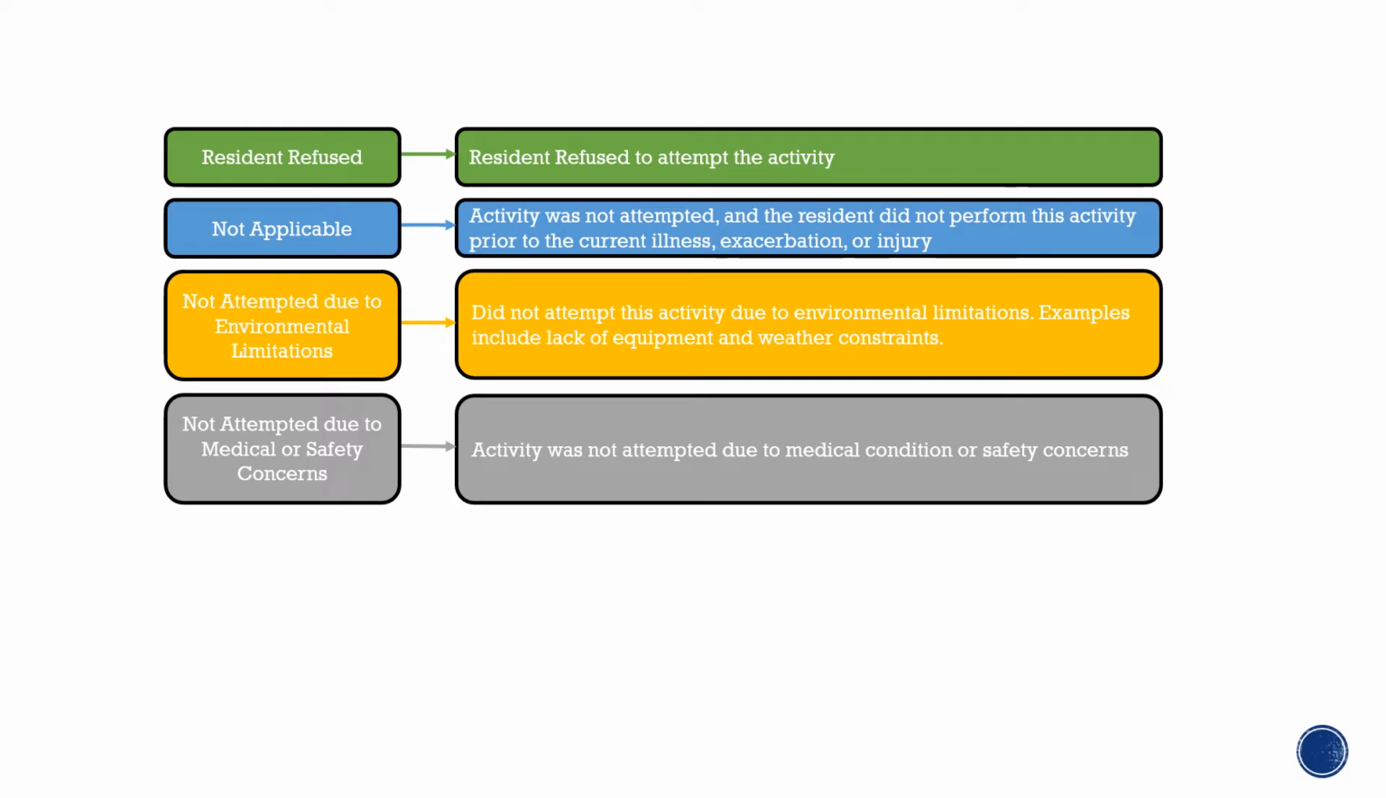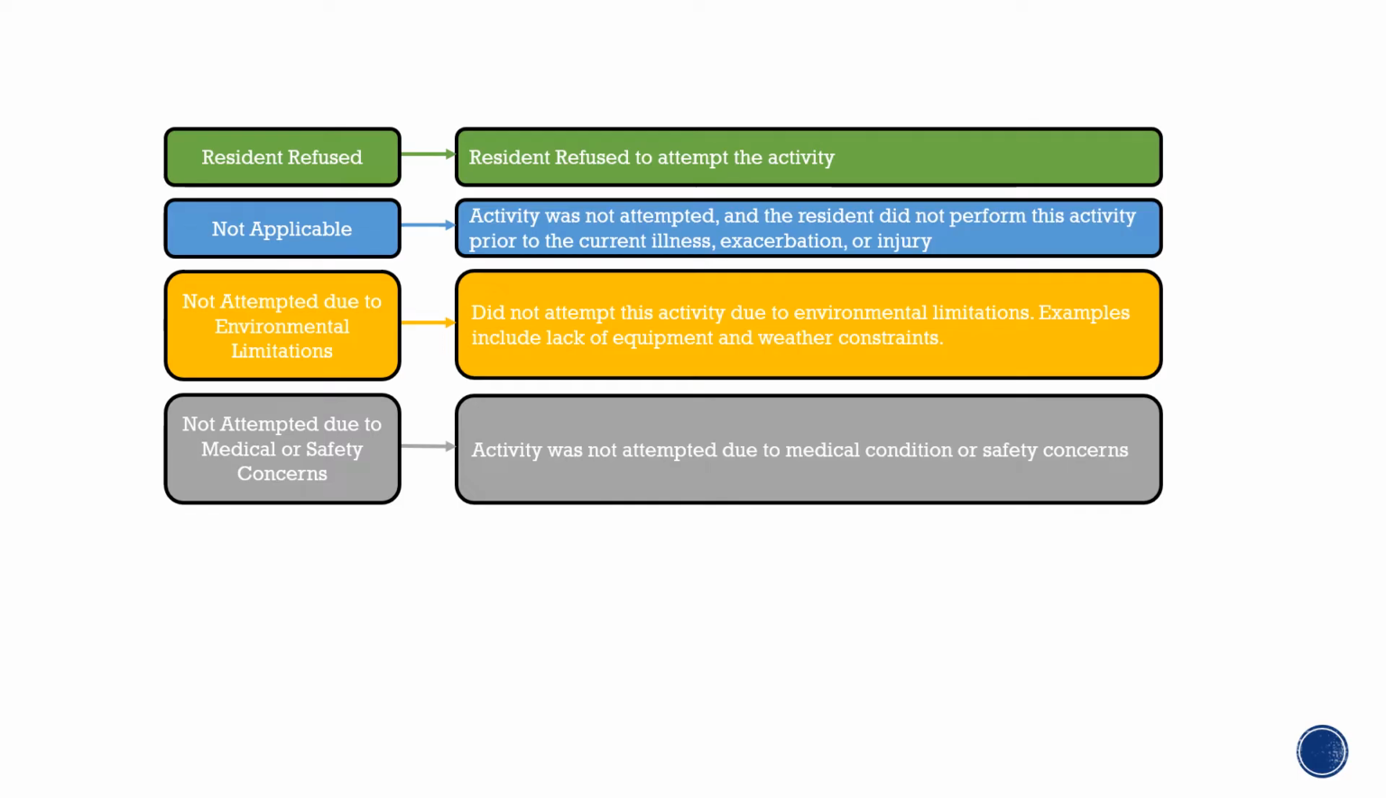Now let's understand why we use each of the codes when an activity doesn't happen. Resident refused. This means the person said they don't want to do the activity. And an example is if someone doesn't want to take a shower and they refuse. Not applicable. This is when the activity wasn't done because the person couldn't do it before they got sick or hurt. For example, if somebody can't walk because they lost their leg, and this was true even before they came to us, that means it's not applicable to that patient.